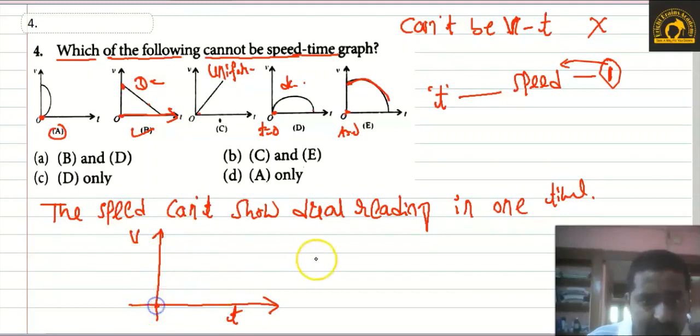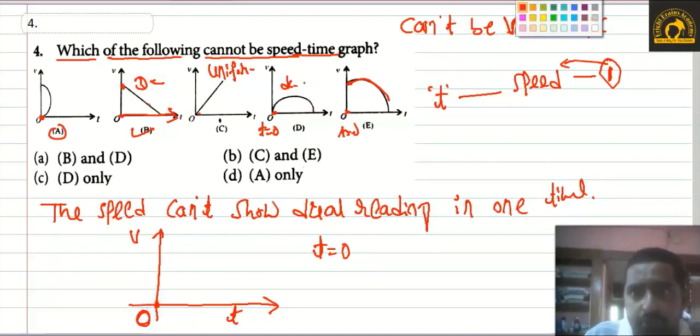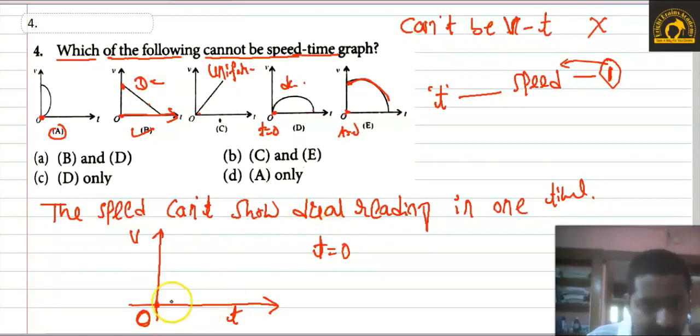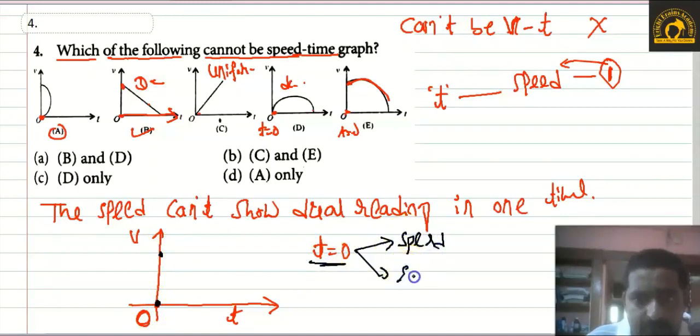The time is equal to 0. The time is equal to 0 means this one. It shows two readings. The first reading is here. The second reading is here. At the time t equal to 0, the speed shows two readings.